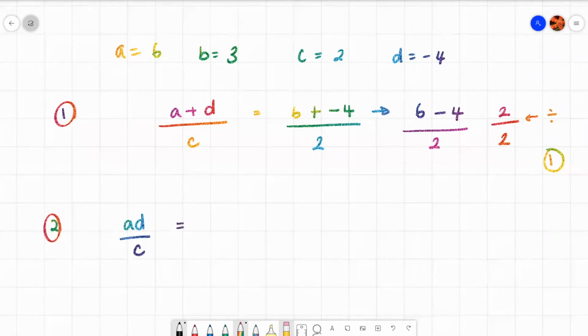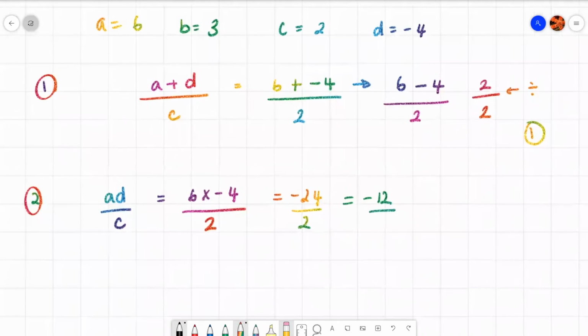You might have something like this, AD over C. Well, AD means A times D, so 6 times minus 4, divided by 2. Remember that line means divide. 6 times minus 4 is minus 24, divided by 2. Well, half of minus 24 is minus 12.